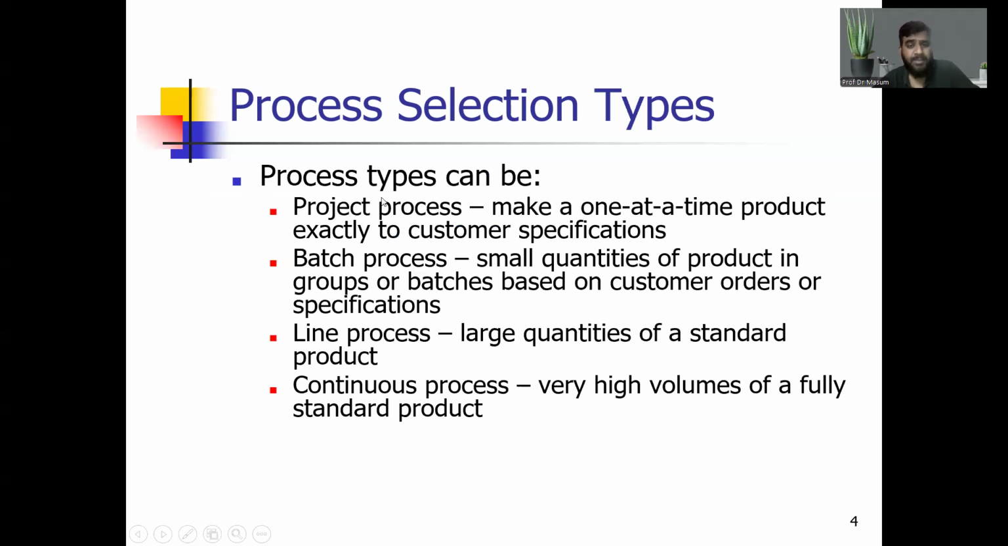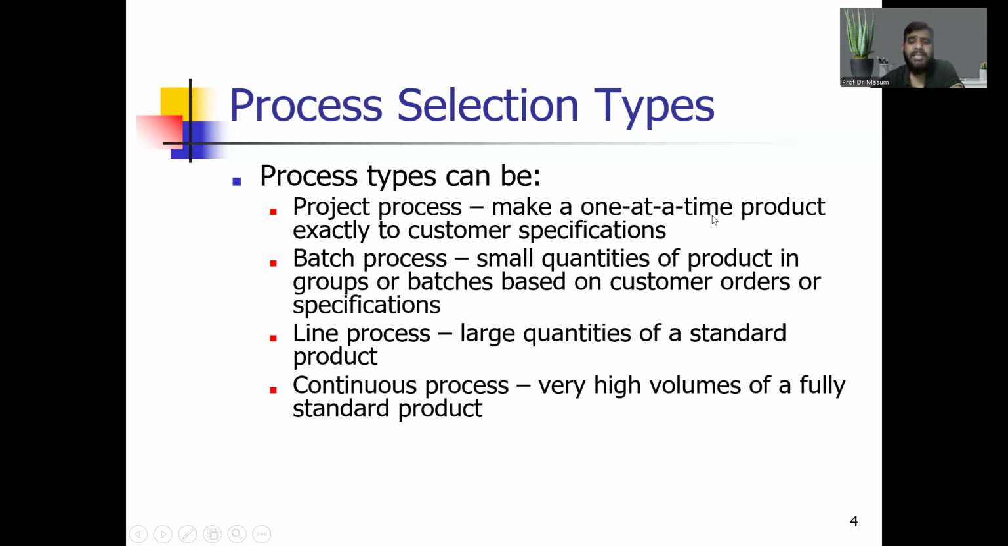And process types can be project process, batch process, line process, continuous process. What is project process? Padma Bridge construction process. Is it repetitive or is it a one-time activity? It is a one-time activity. When you are producing only one product one time, that you are not repeating, this is known as project process.